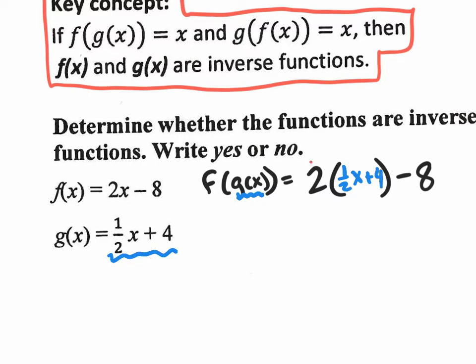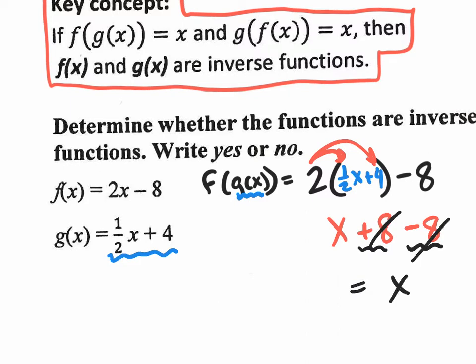We're going to distribute 2 times half x. What is 2 times half? 1. So you're going to end up with just an x. And then how about 2 times 4? 8. So you really have x plus 8, but then you have the minus 8 over here. And what happens with that plus 8 and that minus 8? Cancels out. What's your answer? Just x.